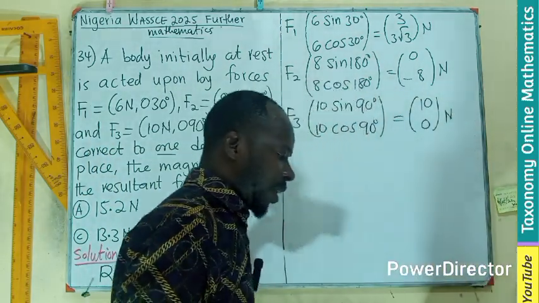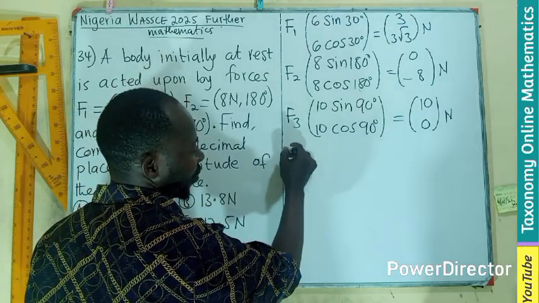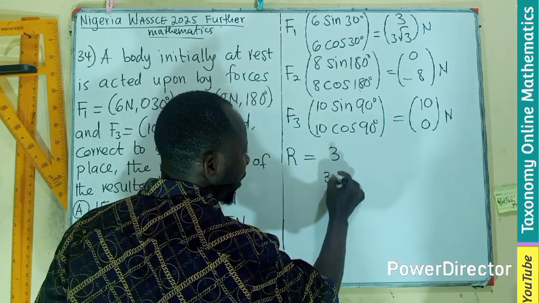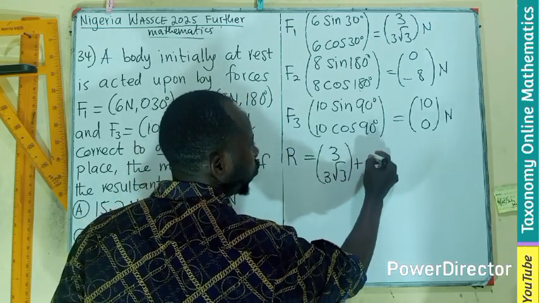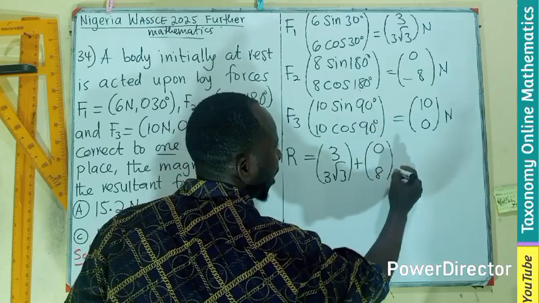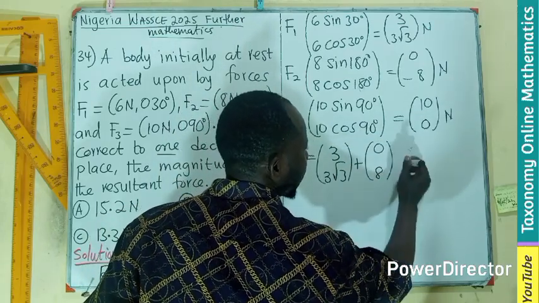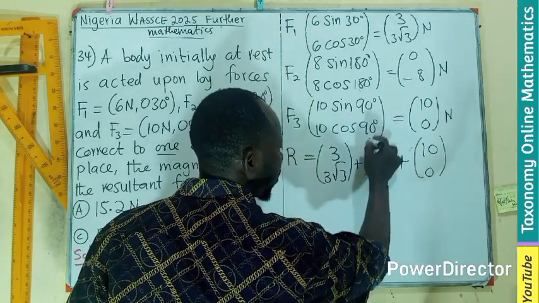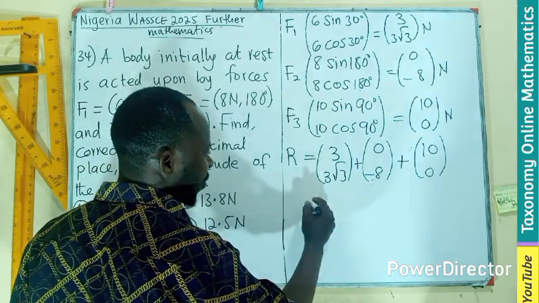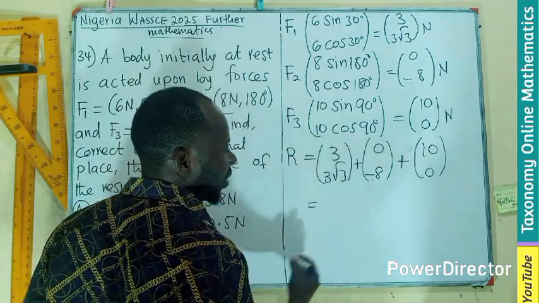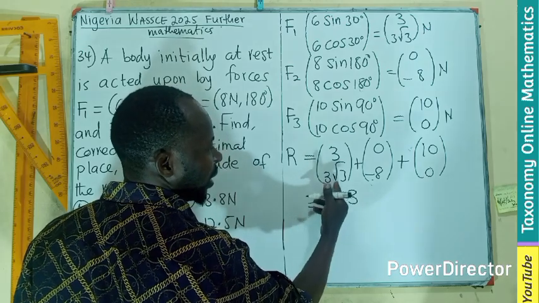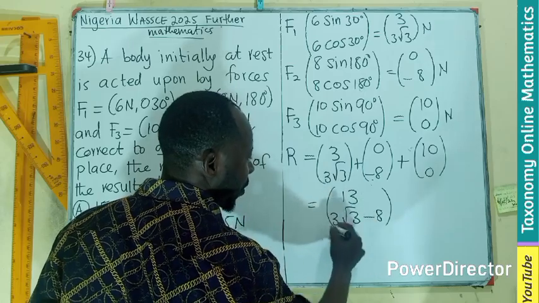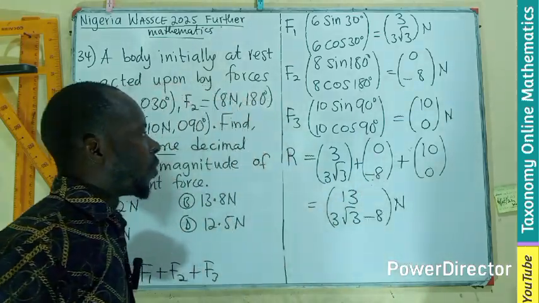What are we looking for? We are looking for the magnitude of the resultant. So the resultant will be force 1, which in this case is 3 root 3, plus force 2, 0, 8, plus force 3, 10, and 0. This is negative 8. So what do we do? In adding that, we should have 10 plus 3 to be 13. Then this is going to be 3 root 3 minus 8 as the resultant force. We need the magnitude.